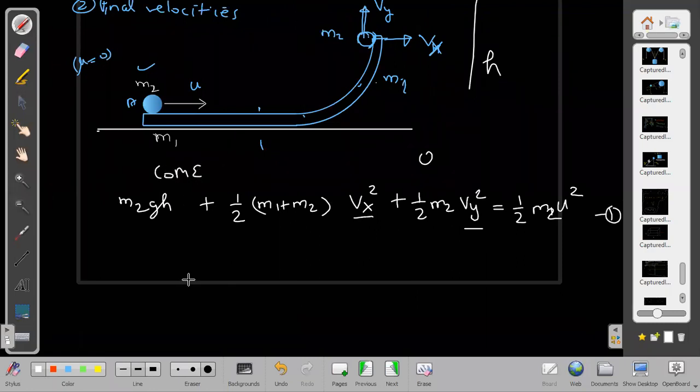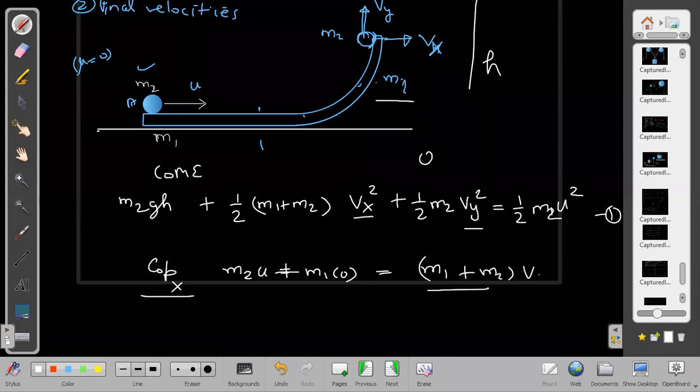I have not even used yet the conservation of momentum. Conservation of momentum along x: initial momentum is m2 into u, plus the first has momentum 0 because it was at rest. That is equal to (m1 plus m2) into Vx at last. Also write conservation of momentum along the x axis, it is conserved, not along y. M1 plus M2 into only which velocity? Only along x, Vx. Yes, sir.